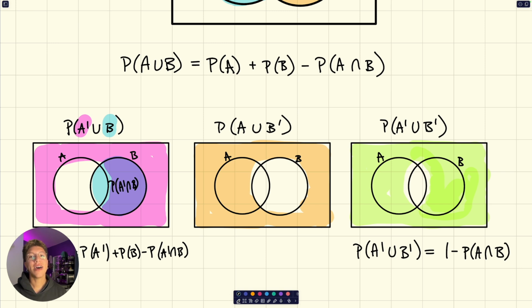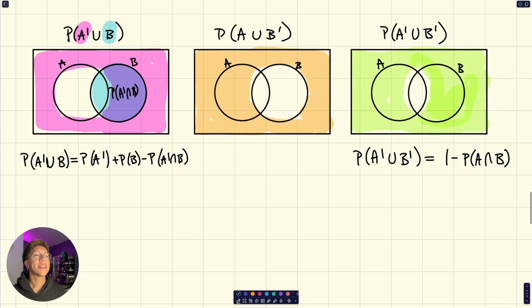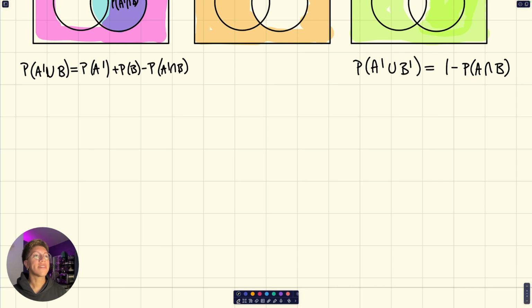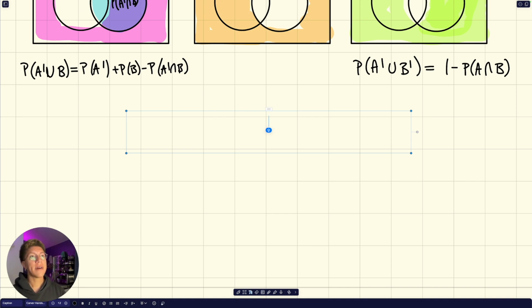All right, up next, we're going to take a look at our conditional probability. So conditional probability is really challenging for a lot of students at first, but it's actually really simple. It's just a matter of changing our sample space from the entire rectangle U to just what the given condition is. So conditional probability.